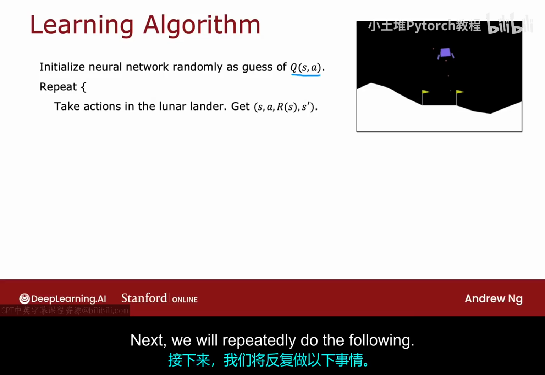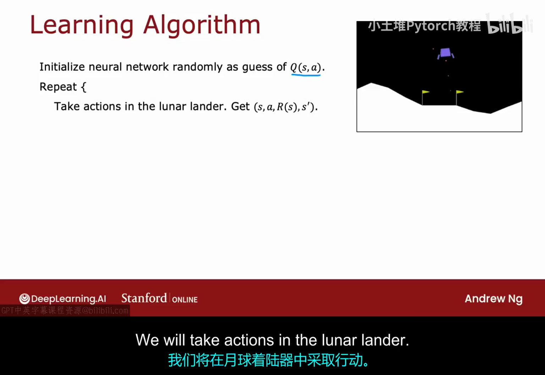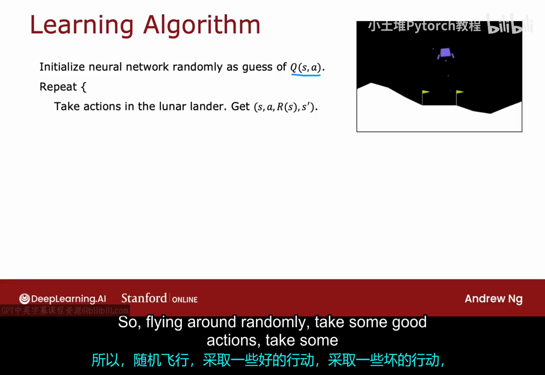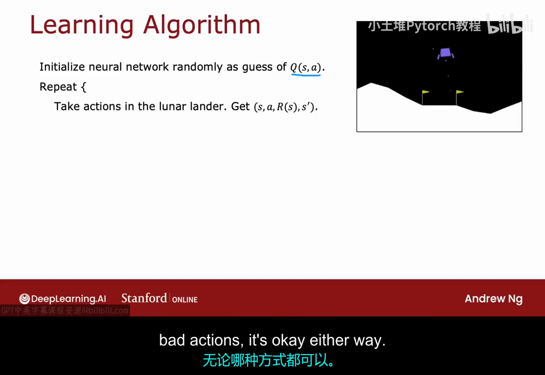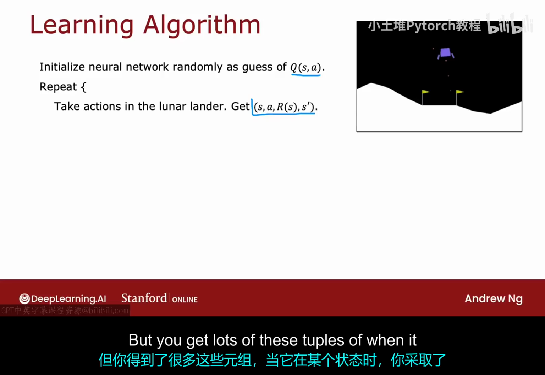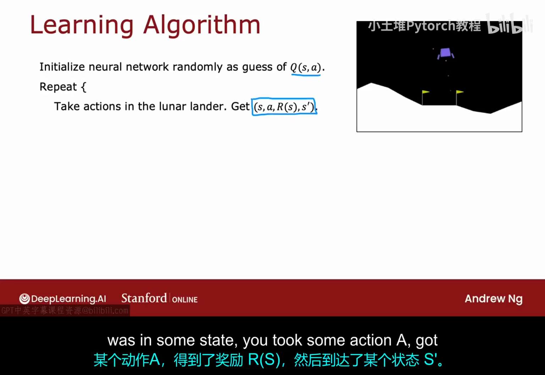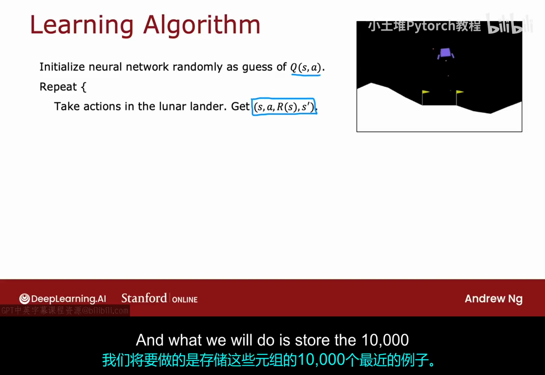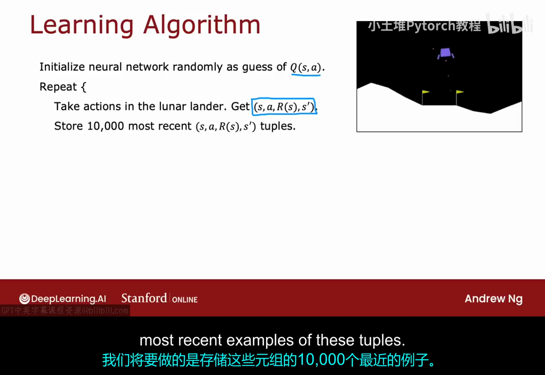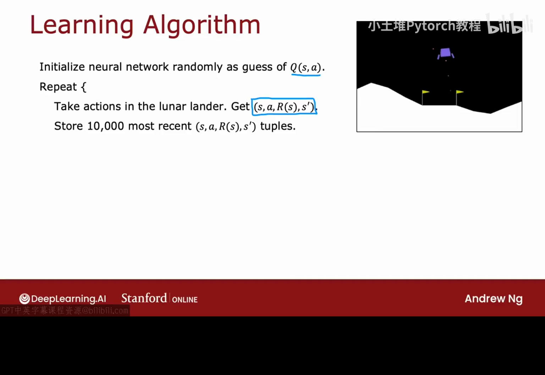Next, we will repeatedly do the following. We will take actions in the lunar lander. So fly it around randomly, take some good actions, take some bad actions. It's okay either way. But you get lots of these tuples of when it was in some state S, you took some action A, got a reward R(S), and you got to some state S prime. And what we will do is store the 10,000 most recent examples of these tuples.